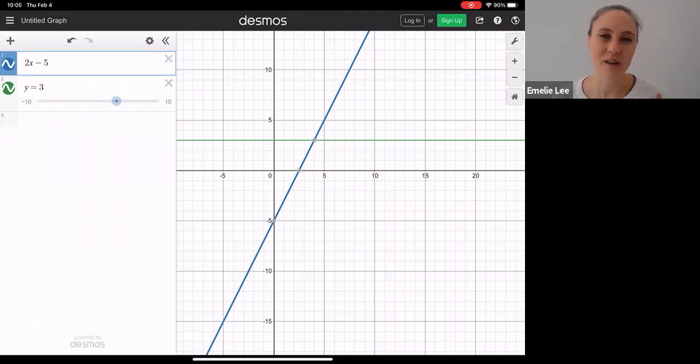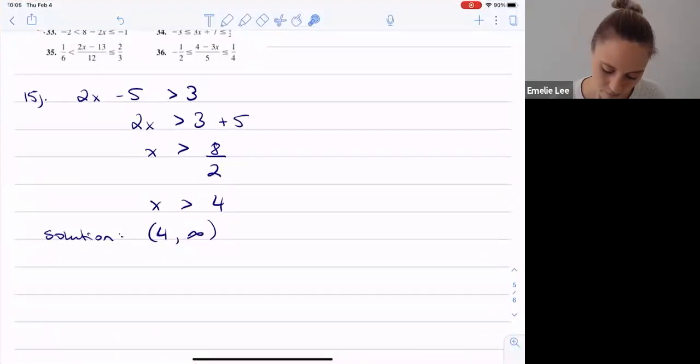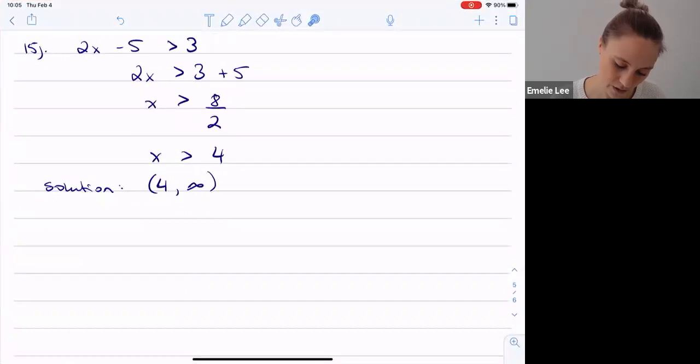So that's what we're doing. And we're not going to go through section 1.11, but essentially that's what 1.11 is showing you, that you can graph these things to solve inequalities, right? So here we found at x equals 4, that's where it crosses over and all our y's are greater than 3.